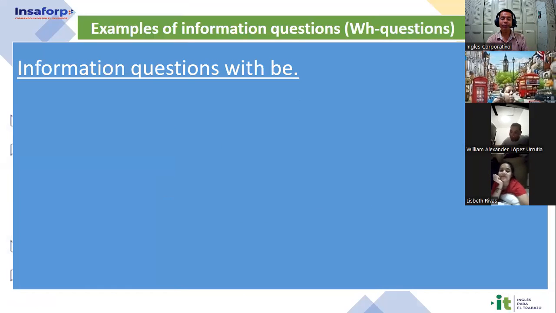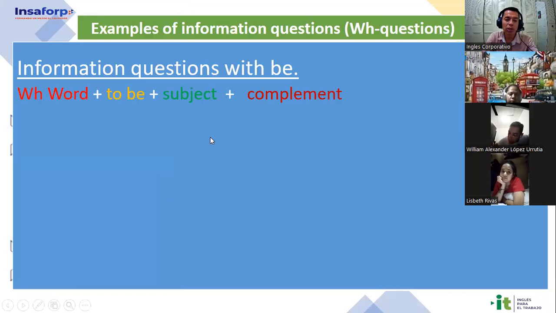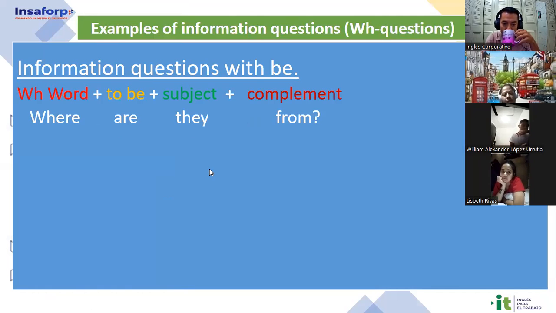Anytime. Ahora les vamos a poner unos ejemplos de preguntas de información usando el verbo to be. Look, WH word, verb to be, subject and complement. Where are they? Right? ¿En dónde están ellos? Notice that we use in this context are, right? El verbo que se utiliza es el verbo to be. ¿Sí? Other example.